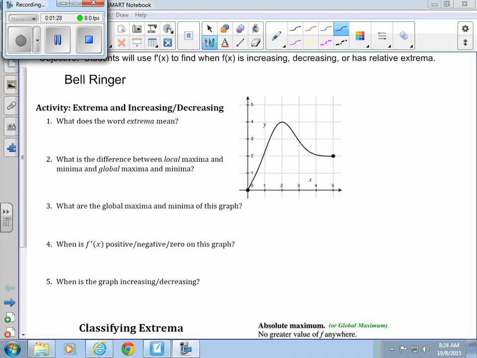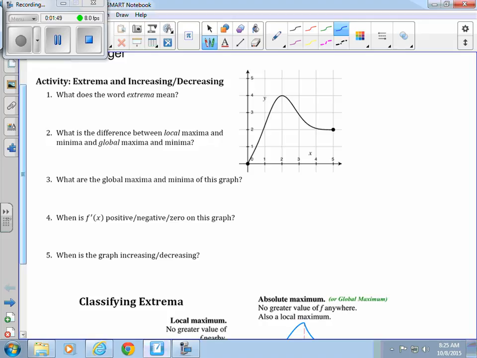On a graph, local maxima and minima are all the peaks and valleys. The global maximum is only the highest peak, or the lowest valley for the global minimum. So on this graph, what are the global maxima and what's the global minimum?